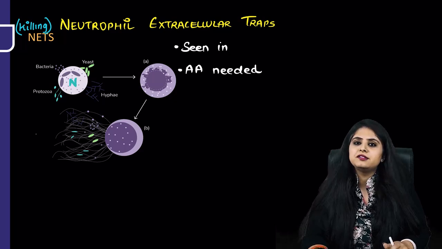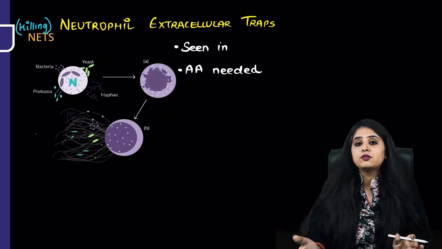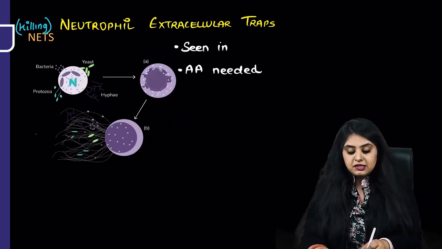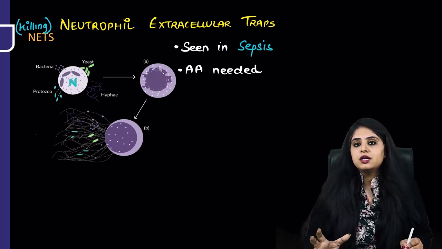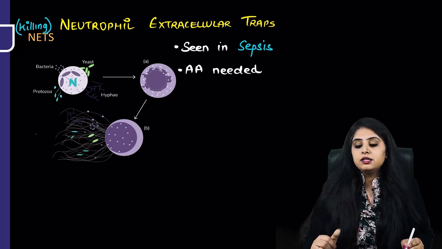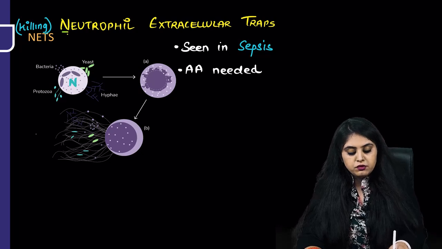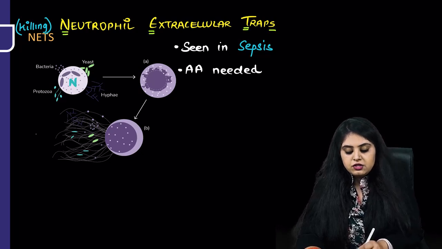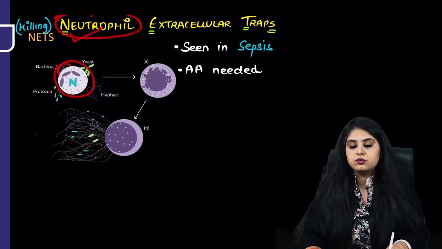Ma'am, why do you have nets? You anyway had phagocytosis for killing bacteria and viruses. Now, what is the purpose of this nets? This is my plan B. If there is a very severe infection and my phagocytosis cannot kill, then I will have nets which will help me. So what is nets? It stands for neutrophil extracellular trap. So what is the cell that is going to help me? The cell that will help me will be a neutrophil.